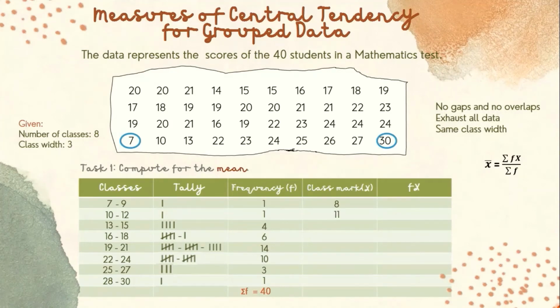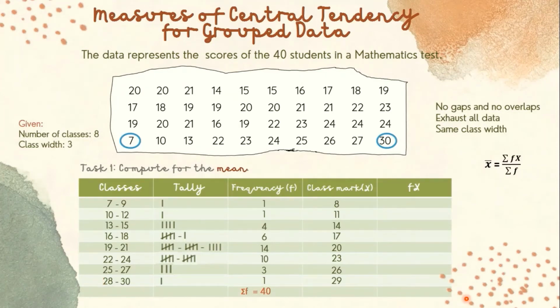11 ang ating class mark for class interval 10 to 12. 14 naman para sa 13 to 15. 17 para sa 16 to 18. 20 para sa 19 to 21 class interval. 23 para sa 22 to 24. 26 ang class mark ng 25 to 27 class interval. And lastly, for the class interval 28 to 30, ang ating class mark ay 29.